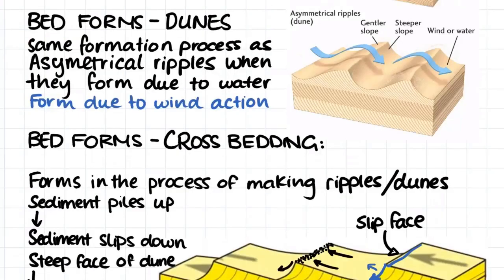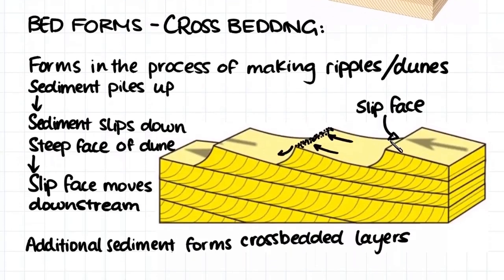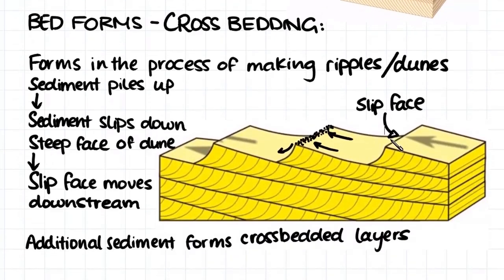Another type of bedform are dunes. Dunes form with the same formation process as the asymmetrical ripples when they form due to water. However, dunes form due to the action of wind. Crossbedding is another type of bedform. Crossbedding forms in the process of making ripples or dunes, whether that be with water or wind.